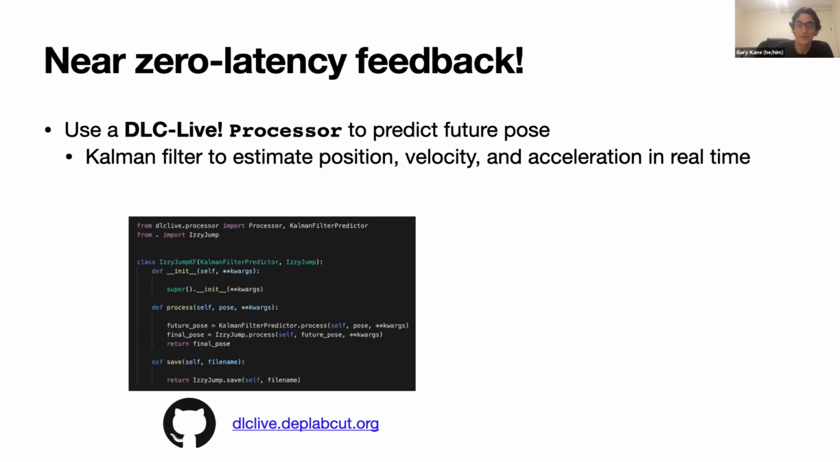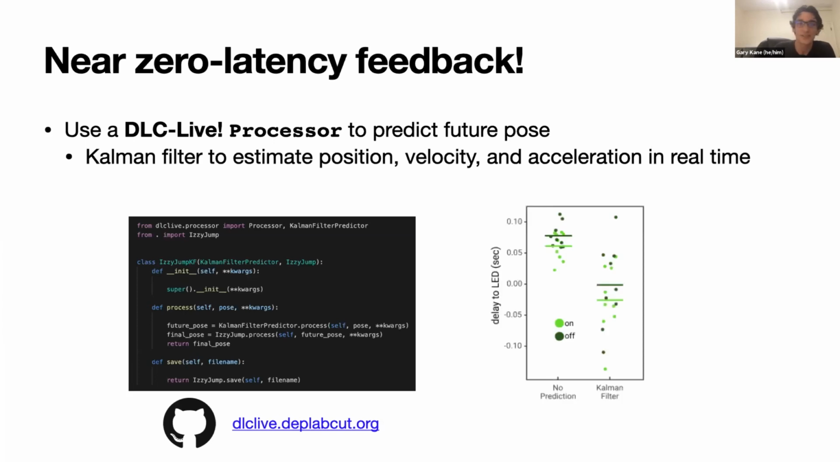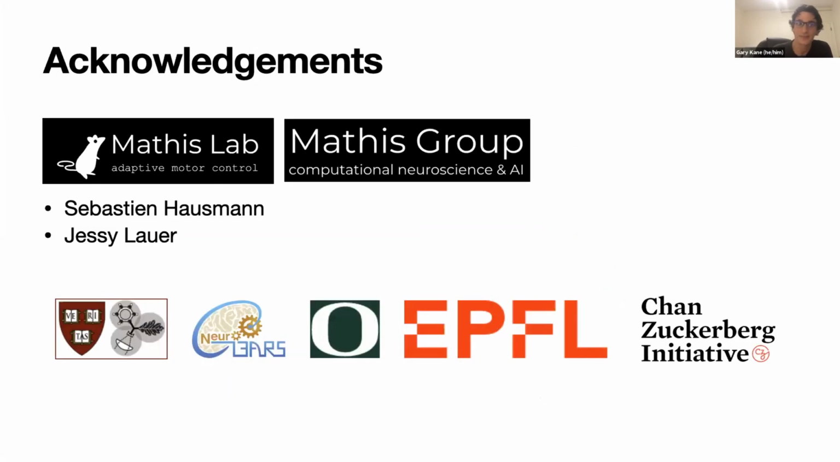And so without forward prediction, you can see here that it took us about 70 milliseconds to turn on the LED from the first frame in which Izzy's paws were above the level of her shoulder blades. But when we use this forward prediction module, you can see that we're much, much closer to turning the LED on or off right around the time that she was actually exhibiting this behavior. And so that's kind of the gist of what these new software tools can offer.